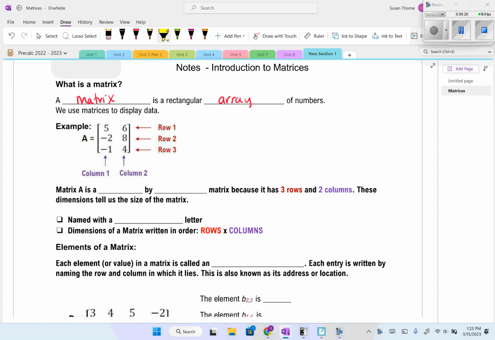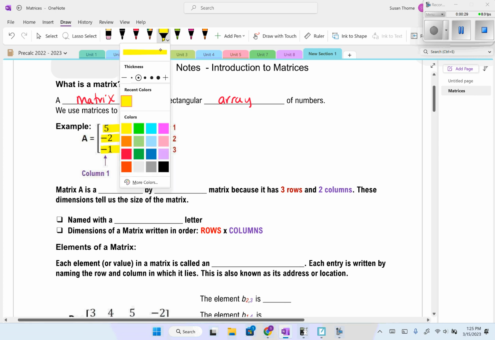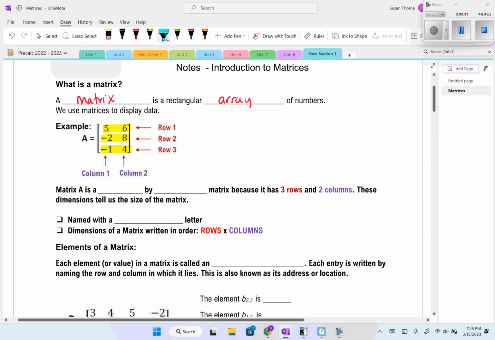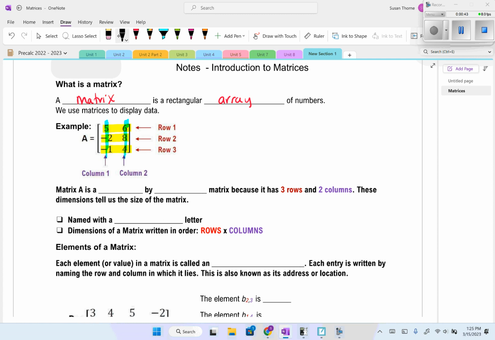So in our matrices, we have rows and columns. So this would be row 1, row 2, and row 3. And then columns go this way. So this would be column 1 and column 2. So matrix A, we would call this, is a 3 by 2 matrix because it has 3 rows and 2 columns. These dimensions tell us the size of the matrix.